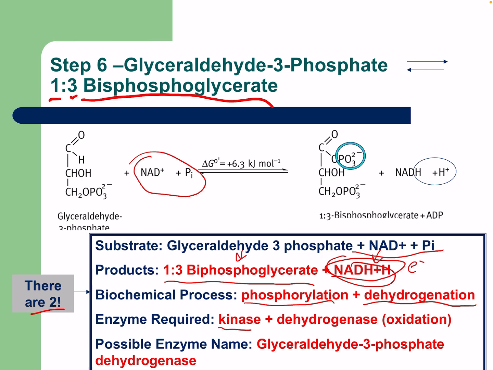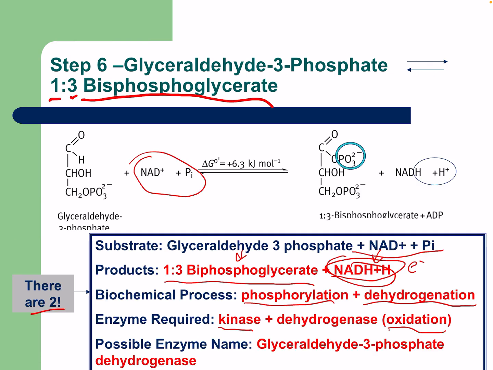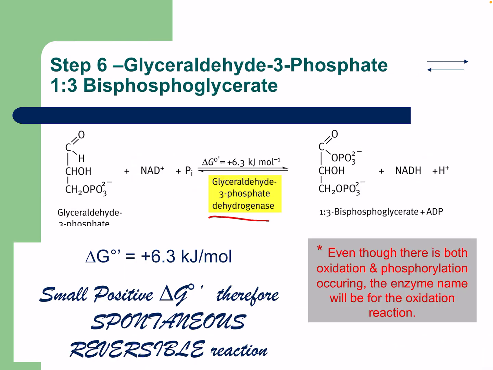We require a kinase and a dehydrogenase for oxidation. And the possible enzyme name here would be glyceraldehyde 3-phosphate dehydrogenase. But in this case, the possible name is actually the name of the enzyme. So again, G3P into 1,3-biphosphoglycerate. Even though there is both oxidation and phosphorylation occurring, the enzyme will be named for the oxidation reaction, hence dehydrogenase.